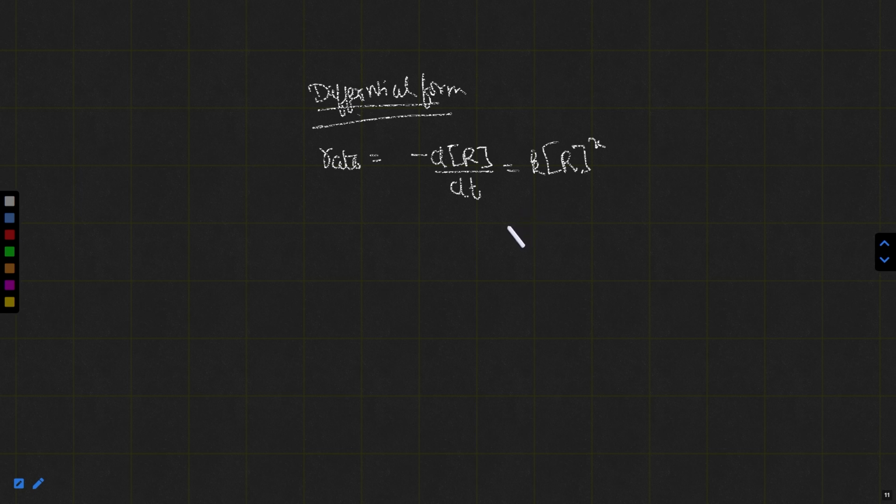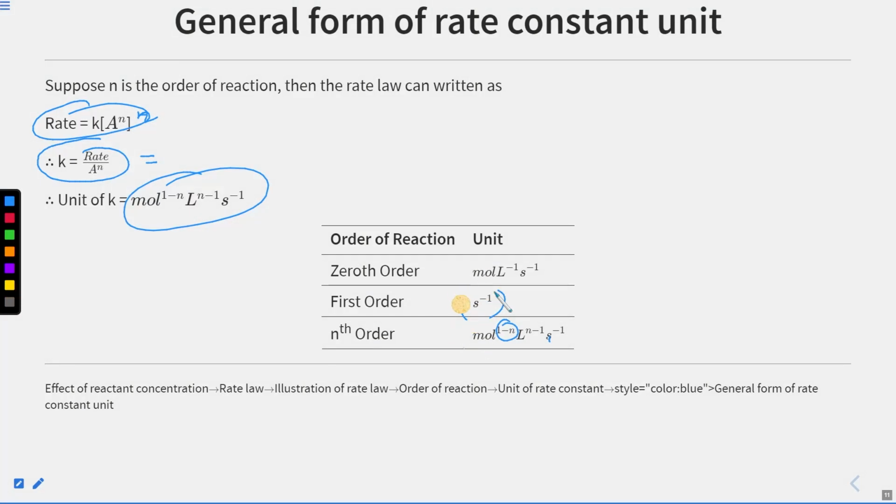Then we have seen what order is. This x here is equal to the order. If we have two reactants, then we add all these powers and we get the order of reaction. Then we have seen the unit of rate constant, whose general formula is this equation. So this is clear.